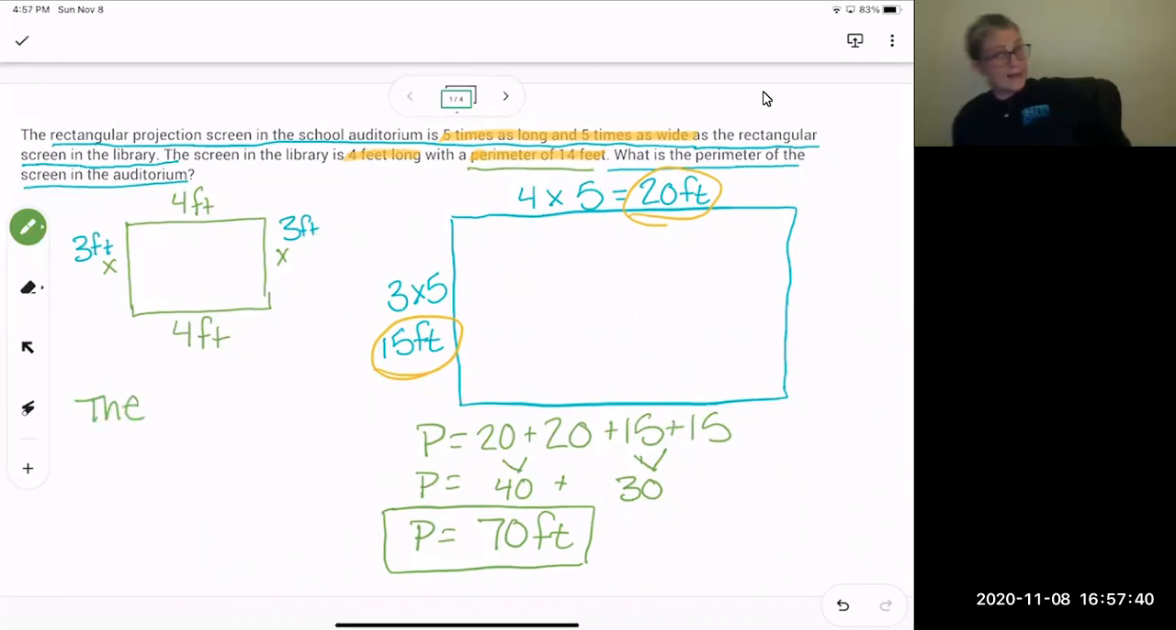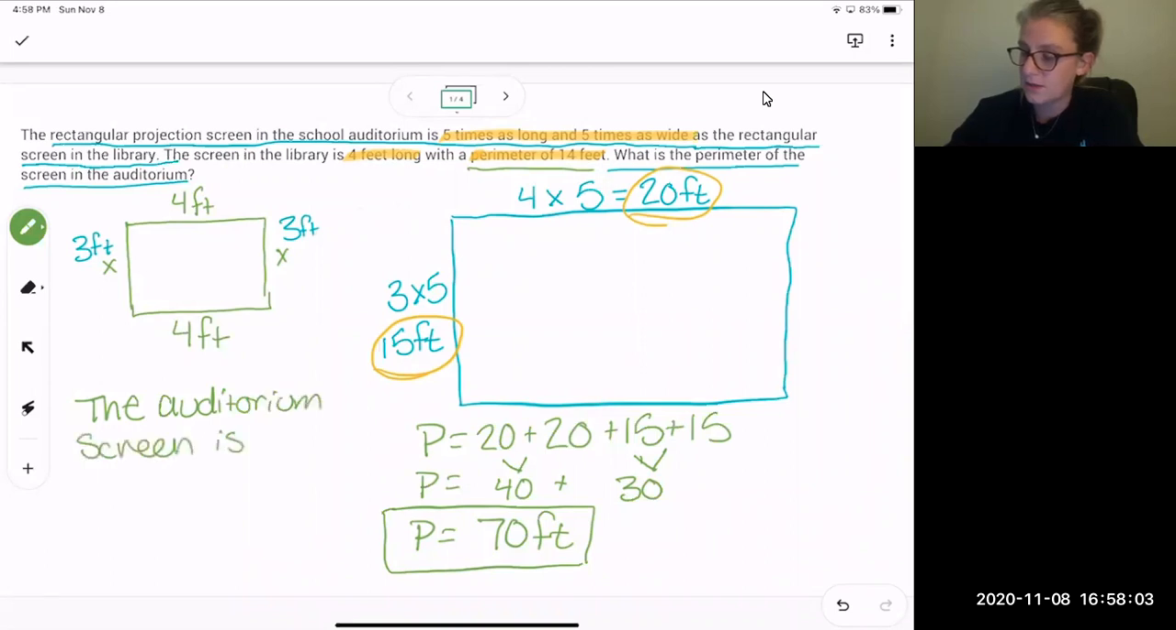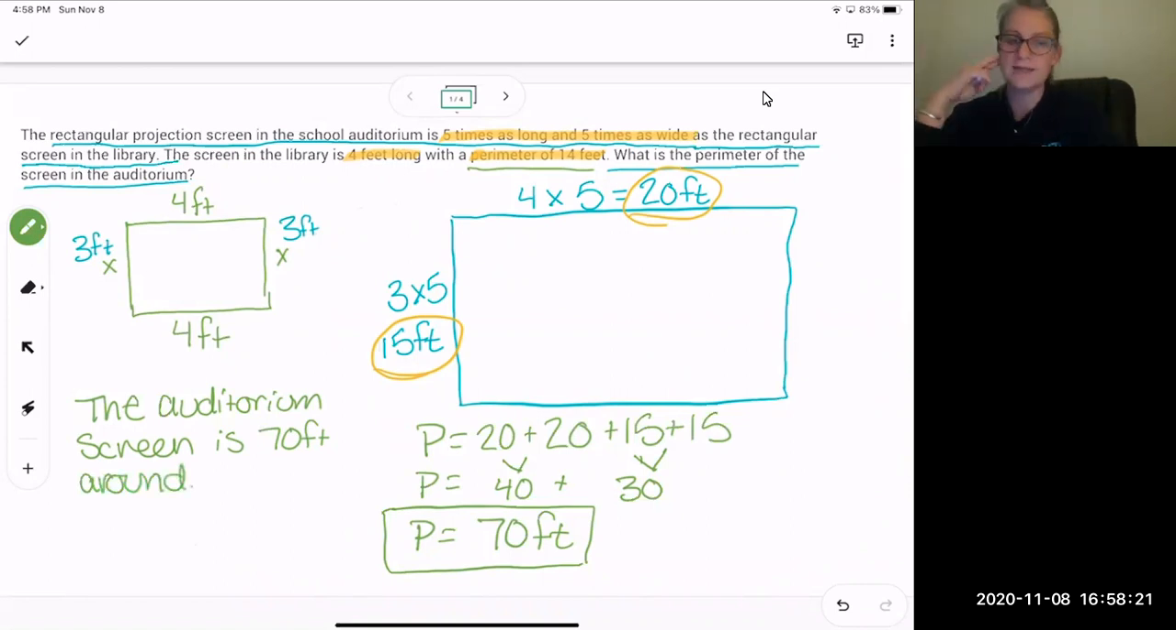I'm also going to add our statement, because when we solve a problem, we always want to write our answer as a statement. Okay, so our statement is going to be the auditorium screen is, the auditorium screen is 70 feet around. Or we could say the perimeter of the auditorium screen is 70 feet.